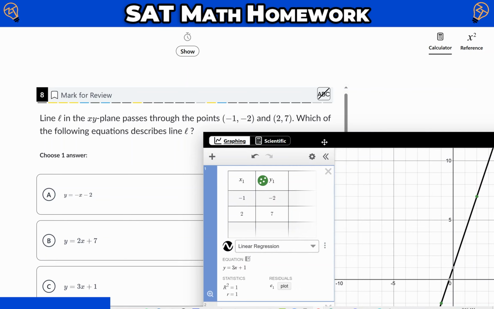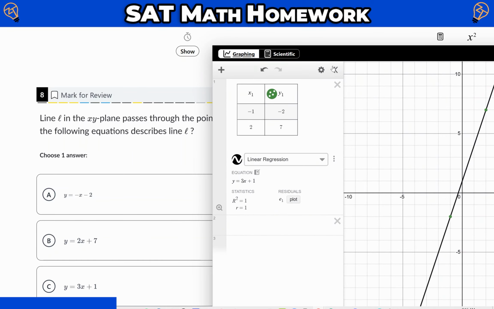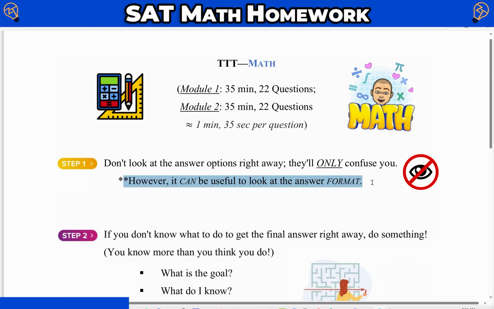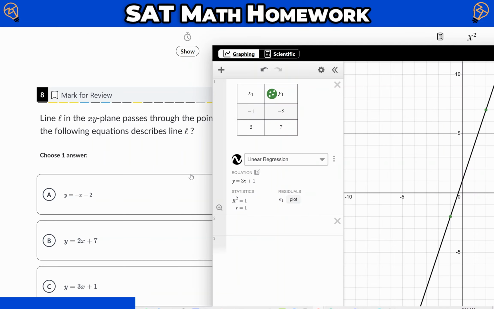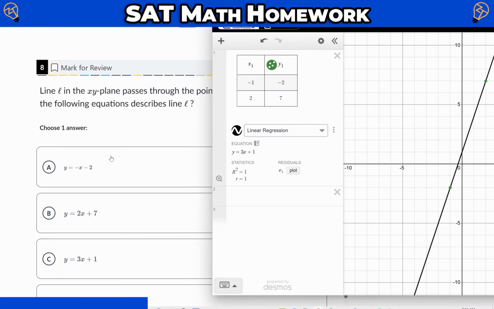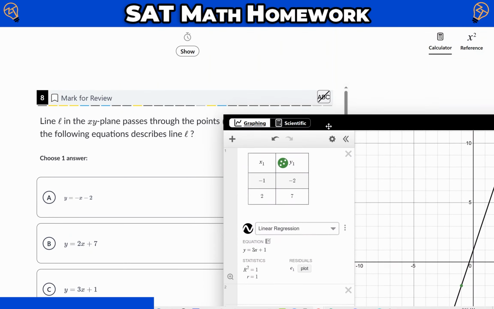If you were unclear, by the way, I should have mentioned this at the beginning. Keep in mind, we always say don't look at the answer options right away. They'll only confuse you, but it can be useful to look at the answer format. And that's honestly what I did. I looked real quick and I was like, oh, we're trying to get the equation of the line in slope intercept form. So we'll go ahead and type these in, which we did.